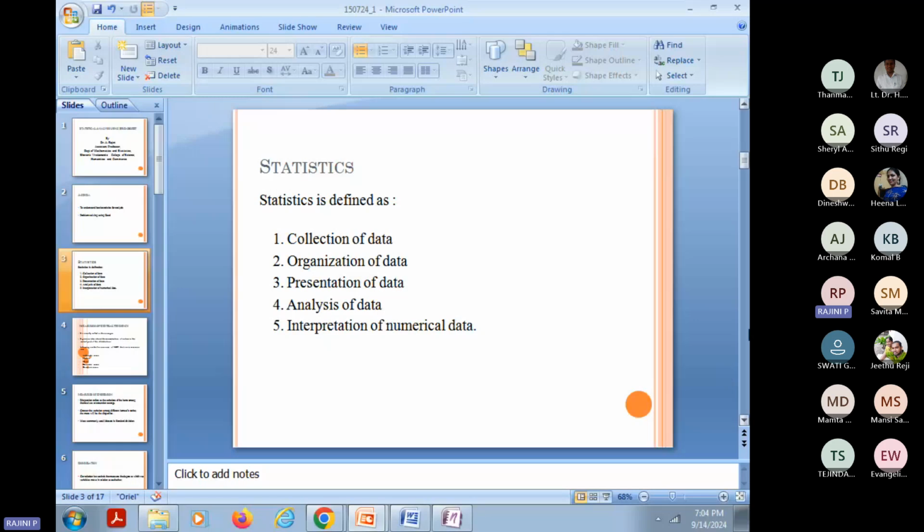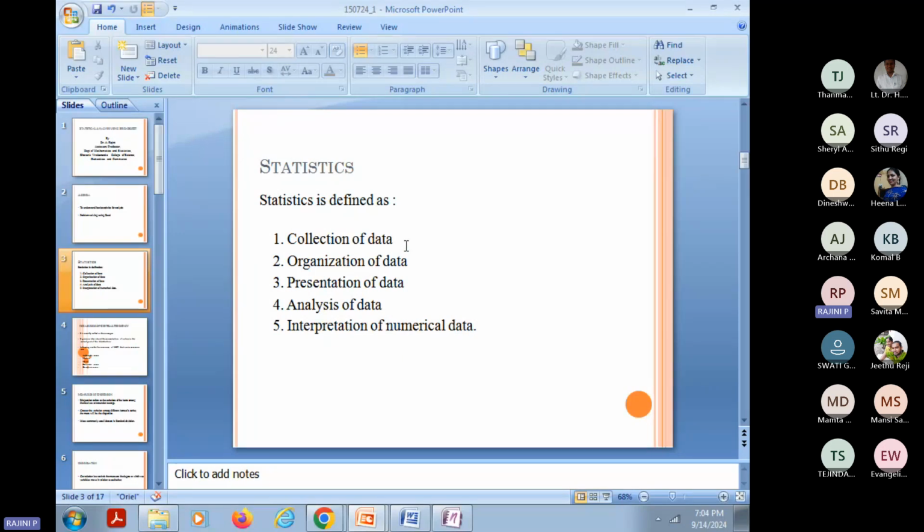So what is the first step? It is the collection of data. The second one is the organization of the data. The third one is the presentation of the data. The fourth one is the analysis of the data. And the fifth one is the interpretation of the numerical data. So what is the meaning of each step? You should know that. The first one is the collection of data.